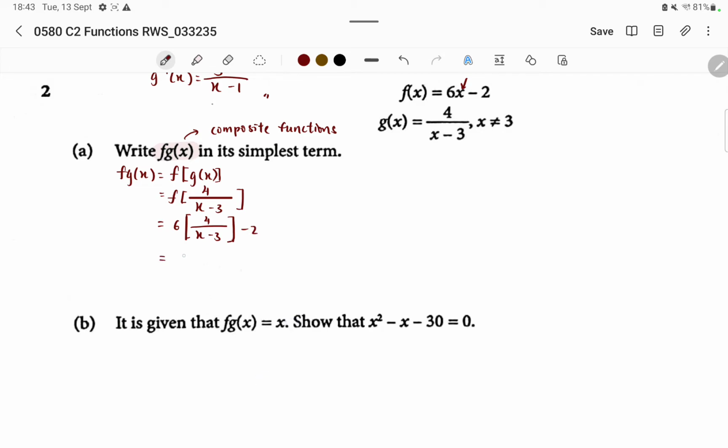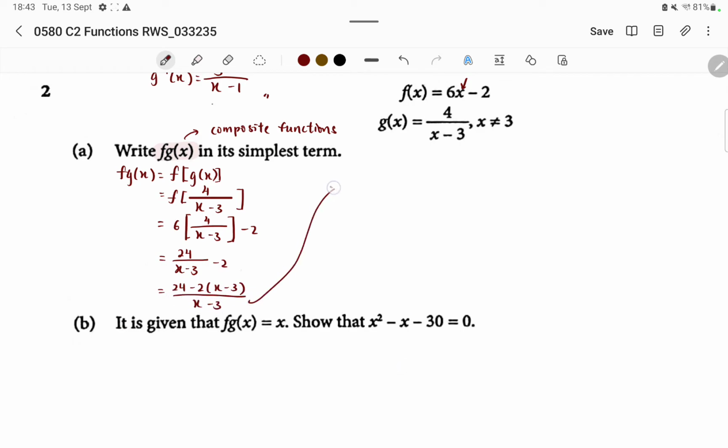Simplify it. 6 times 4, 24 over x minus 3, minus 2. Make it as a single fraction. So this one has to be multiplied with negative 2. So 24 minus 2 bracket x minus 3, over x minus 3.